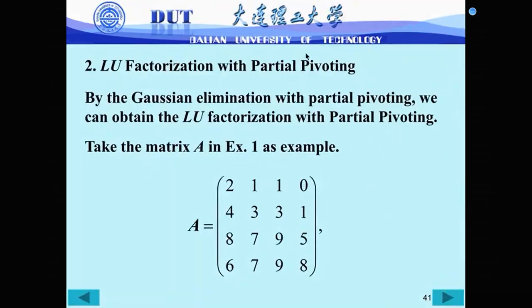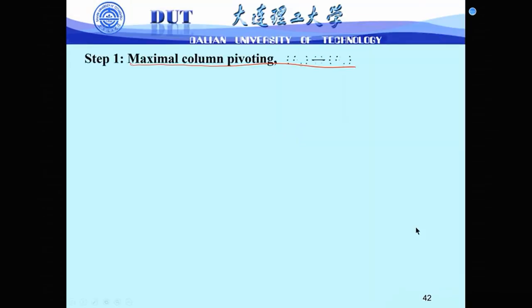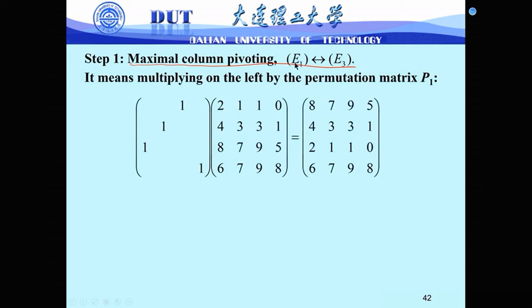So in step 1, we need to consider the first column. We have 4 numbers: 2, 4, 8, 6. Which one has the largest absolute value? Of course, it is 8, in the third row. So in the first step, before elimination, we need to interchange the first row with the third row. Are you clear? So we choose the new pivot by interchanging the first row with the third row. Now 2110 moves to the third row, 8795 moves to the first row, and the second row and the last row are not changed.